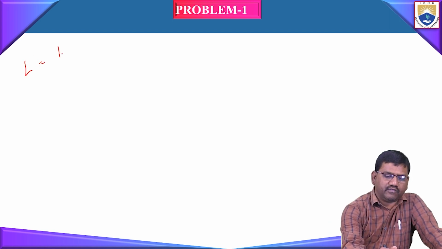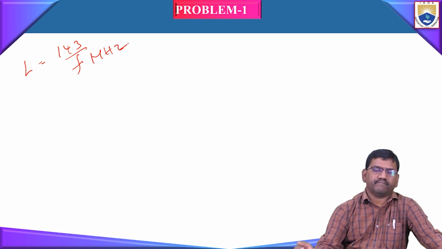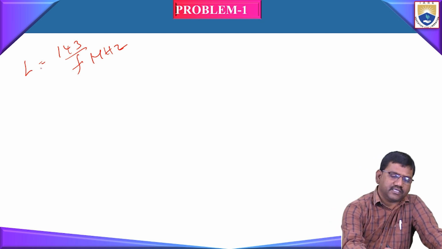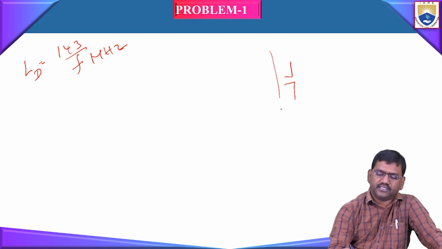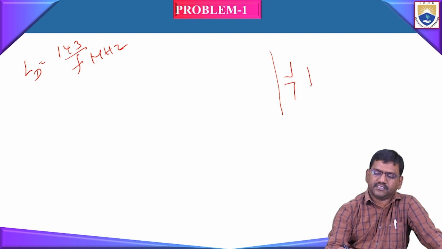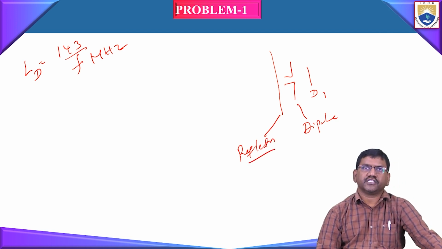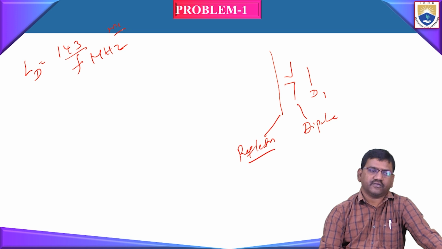Generally, when we design a Yagi-Uda antenna, the length of the dipole must be equivalent to 143 by f megahertz. Let us assume this as LD, the length of the dipole. This is the dipole antenna, this is the reflector and this is the director. Let us assume this as director 1, this as the dipole antenna and this as the reflector antenna. The length L is measured in meters.